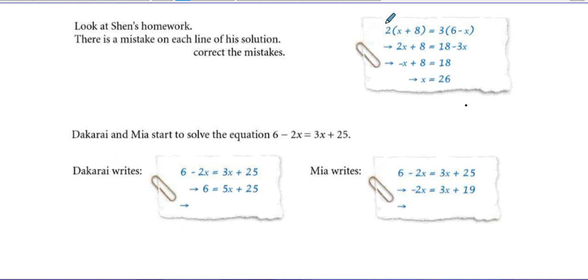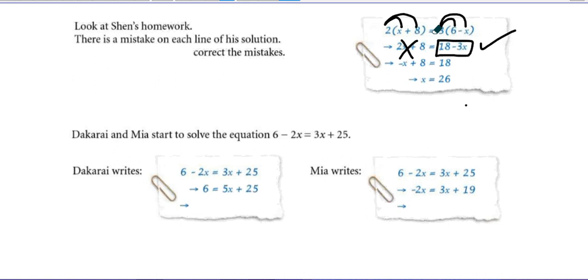Actually, Shan was supposed to take 2 times x and 2 times 8, and then 3 times 6, and then 3 times negative x. So Shan just did 2 times x is 2x, then plus 8 equals 3 times 6 is 18, then minus 3x. So on the right hand side, Shan is correct. But on the left hand side, Shan is incorrect. Okay? Now correct the mistakes.